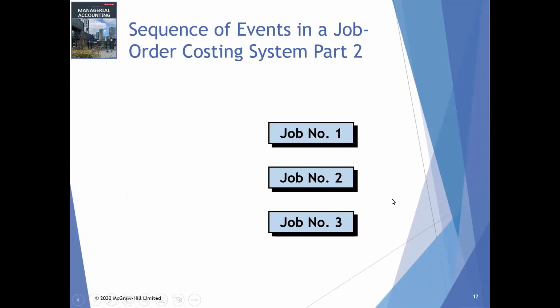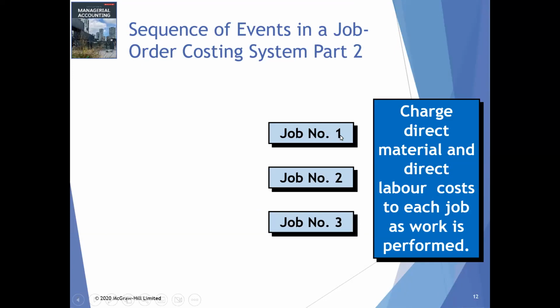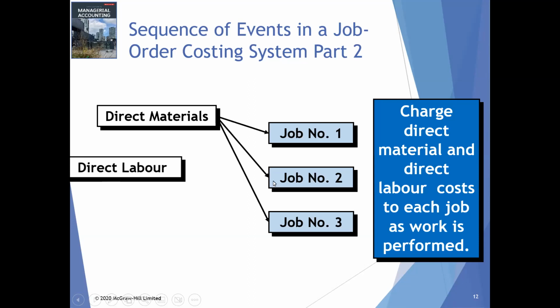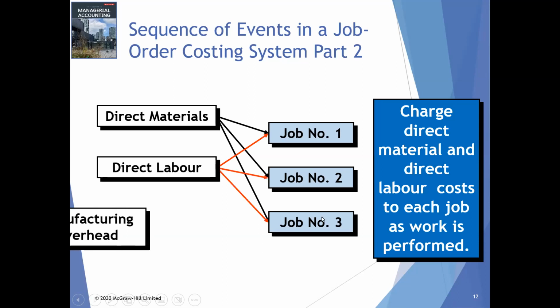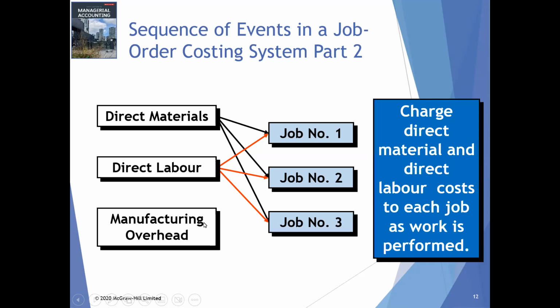So the sequence of the job in a job order costing system will be, for example, job 1, job 2, job 3. Here we charge direct material and direct labor cost to each job as work is performed. For example, for job 1, the keyboard is prepared. Job 2, the mouse is prepared. And job 3, for example, the mouse pad is prepared. So the mouse pad is different, the mouse is different, the keyboard is different. So direct material and direct labor for the mouse will be added to job 1. Here we are talking about the direct charges, right? So direct material for job 1, job 2, and job 3. Direct labor for job 1, job 2, job 3, right? And manufacturing overhead will be calculated.